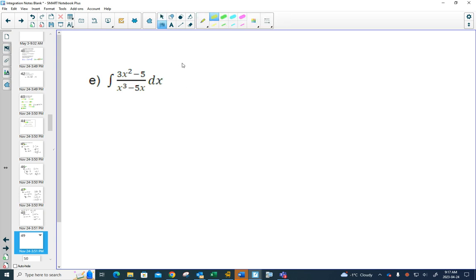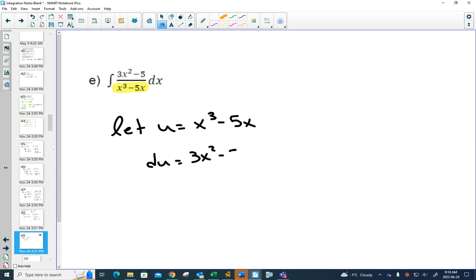So this one's not as easy to see that there's an inside function, but this one, it is easy to see that I have a function in yellow here with its derivative present. The derivative of x cubed minus 5x is 3x squared minus 5. I'm like, okay, so since the derivative of that one is present, I'm going to see what happens if I let u equal the x cubed minus 5x. Then my derivative is 3x squared minus 5 dx.